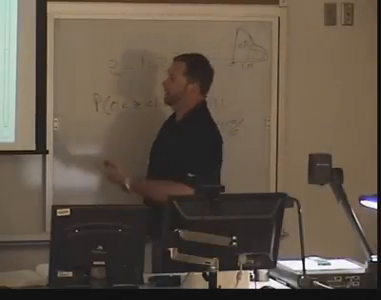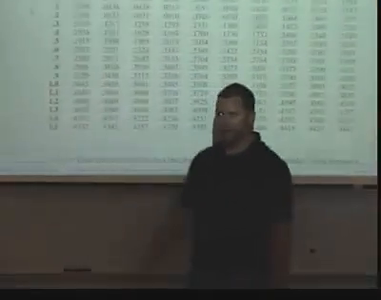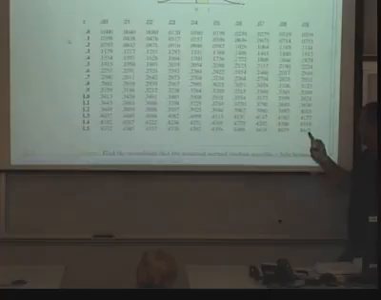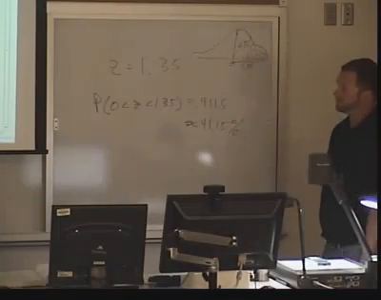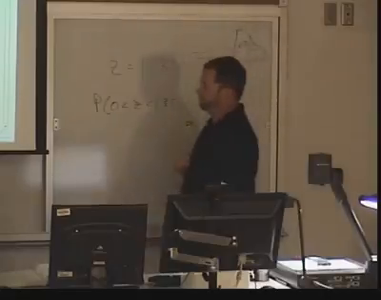All right? Now, the table's in the back of the book. Z goes out to 3 standard deviations. This only goes out to 1.5 standard deviations, because it's just an excerpt. It's just a small piece.